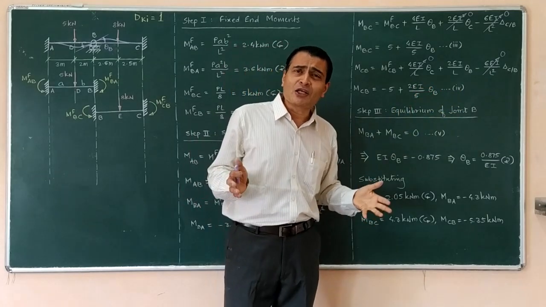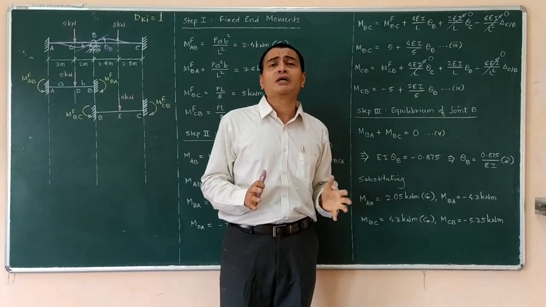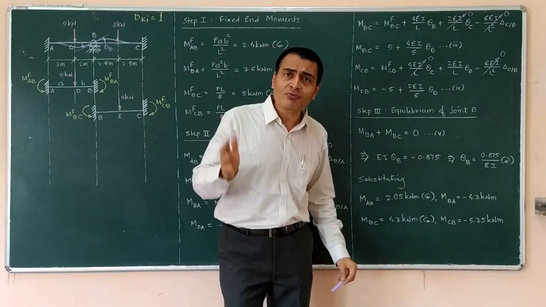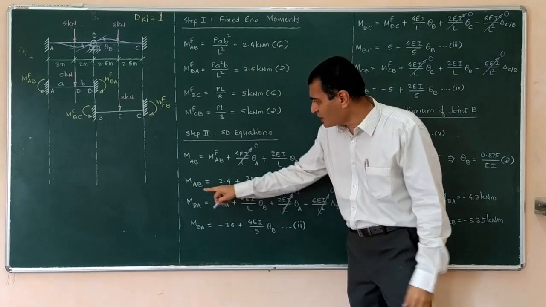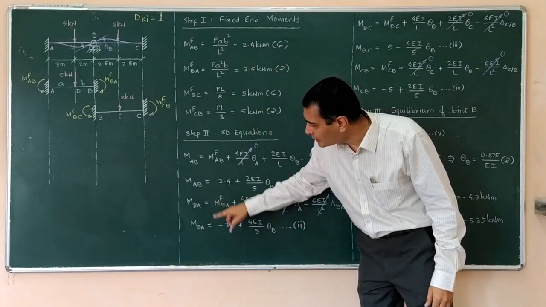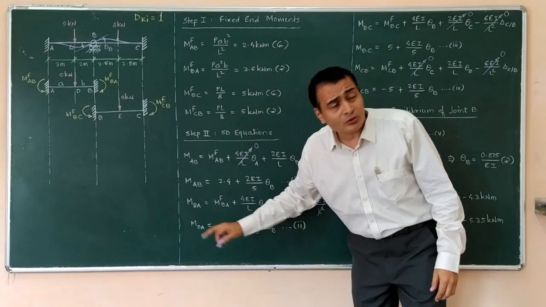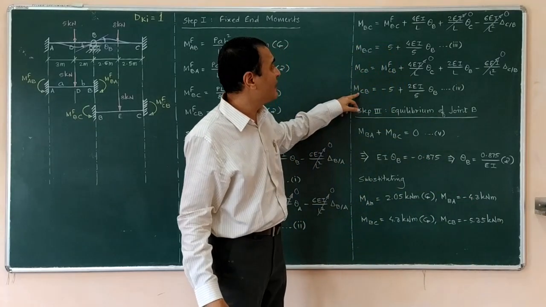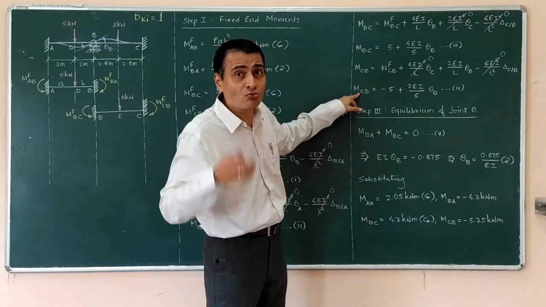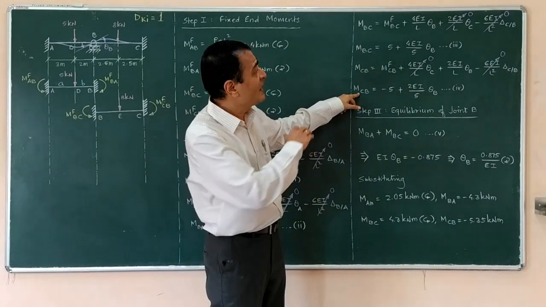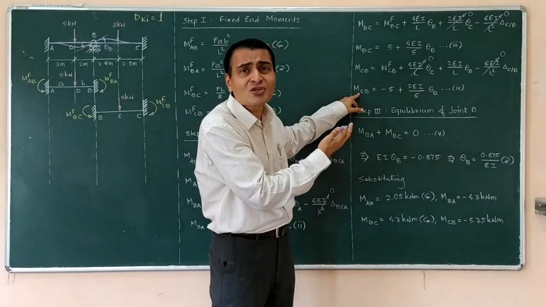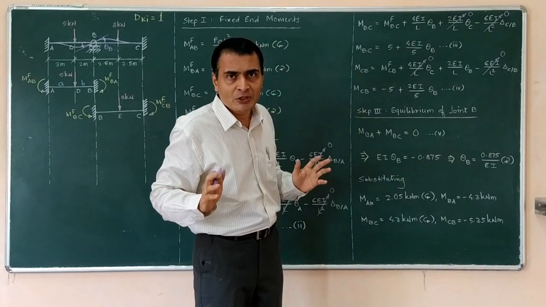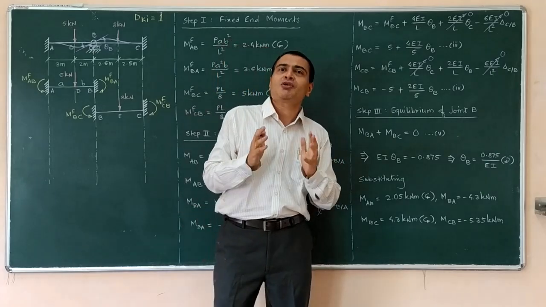Now if you look at equation 1, 2, 3, 4, there are 4 equations in 5 unknowns. Which are the 5 unknowns? Obviously, MAB is unknown, MBA is unknown, MBC is unknown, MCB is unknown. So 4 unknowns are on left hand side, and on all the right hand sides of these equations there is one common unknown, that is theta B. So we have 4 equations in 5 unknowns.